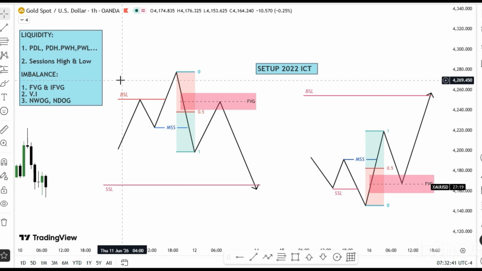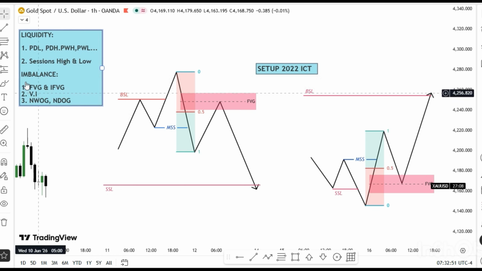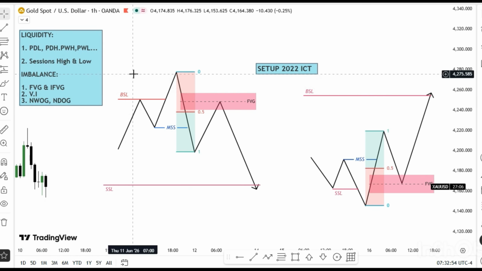When price returns to an FVG, it's reaching for internal liquidity. It taps into that imbalance and then resumes its trend. On the other hand, the liquidity resting above highs and below lows is what we call external liquidity.